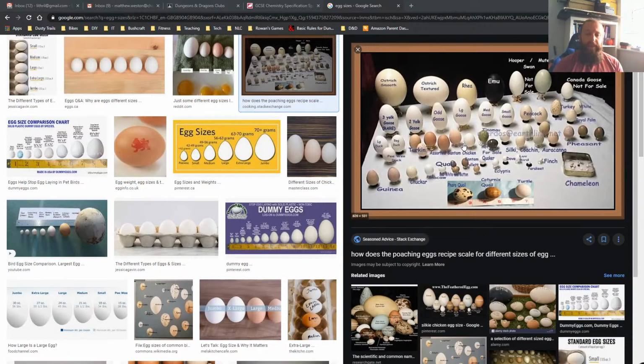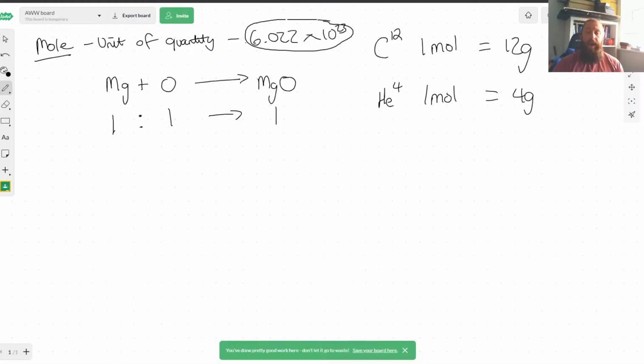Now, if I had a dozen chicken's eggs, so where's my chicken? That one there. I would have 12 eggs. If I had a dozen ostrich eggs, I'd have 12 eggs. The thing is, the ostrich egg, because it's so much bigger, is going to weigh so much more. So I would expect my mass to go up. And if we look at atoms, and we'll do a bit of a sort of revision here of Chemistry 1, we can see the same thing.